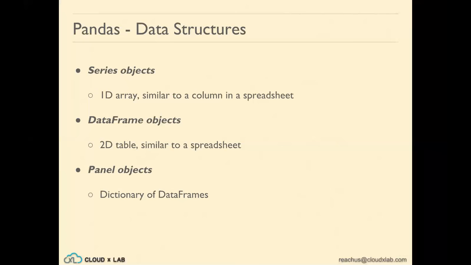Okay, data frame objects are 2D arrays, two-dimensional tables, which are similar to a spreadsheet. So a data frame is composed of series inside it, and the panel objects. Panel objects are dictionaries of data frames.